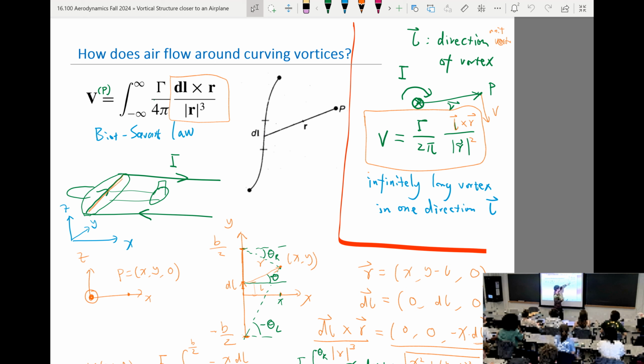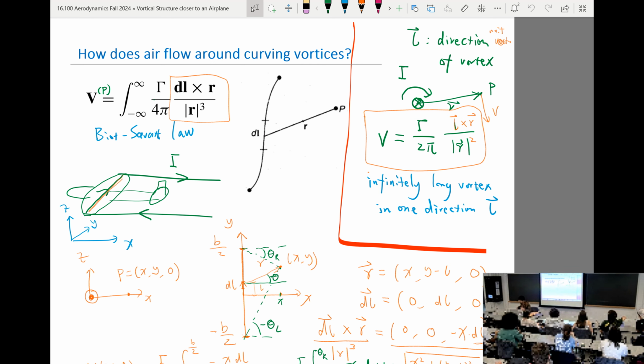How can I represent the direction of the velocity, which is, let me use this orange, the direction of velocity is this way, right? How can I represent the direction using r and L, which is the direction of this vortex? A cross product, yes. So which cross with which? Think about L being into the board, and r is in this direction. So L cross r is exactly in this direction.